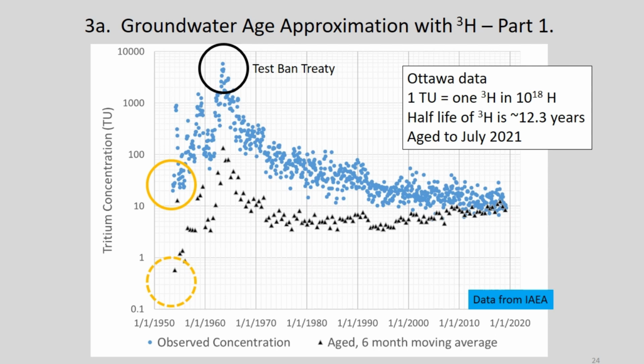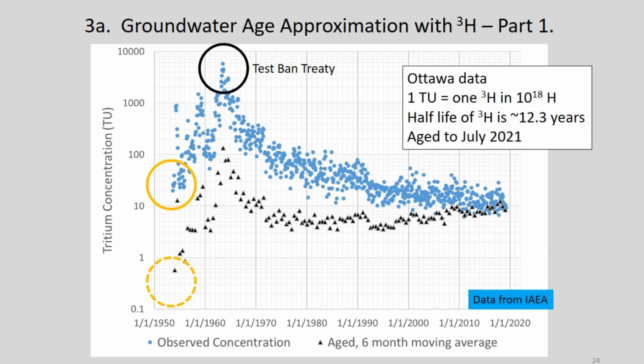The other thing that we did on this graph is we aged the water using the half-life to July 2021. This is a project that we worked on, and it was done in July 2021. And you can see that any water that would have been recharged back in the mid-50s, if you applied the half-life and the time, you would now have less than 1 tritium unit. So if your groundwater has less than 1 tritium unit, it's old.